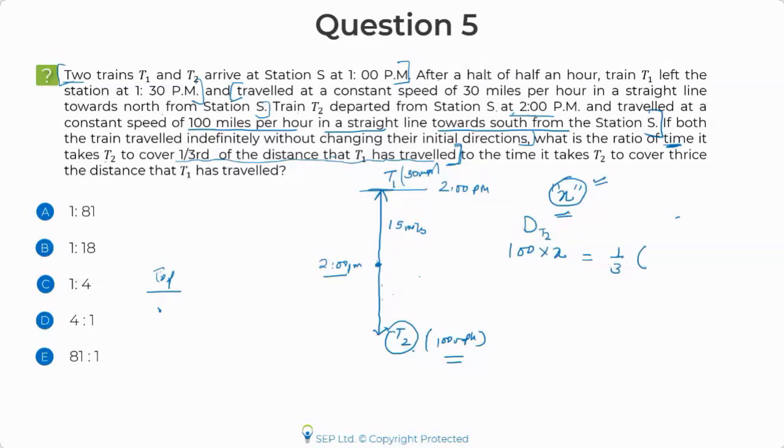Now the important part is that this x that I'm taking is from 2 p.m. Because I'm considering T2, all my timing is being considered with respect to T2. So T1 will cover how much distance? What's the speed? 30 miles per hour. So it will cover 30x, but it has also covered 15 miles already. So I'll add that, and 1/3 distance that is traveled by T1 is 30x plus 15. And the question is asking the ratio of the time that T2 takes to cover 1/3 of the distance that T1 has traveled.